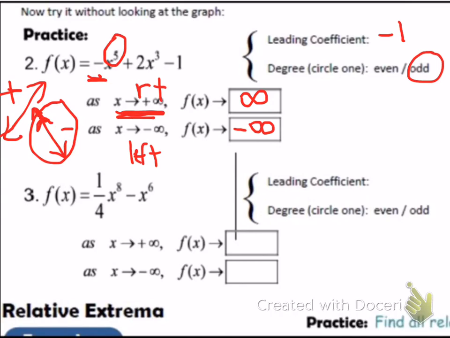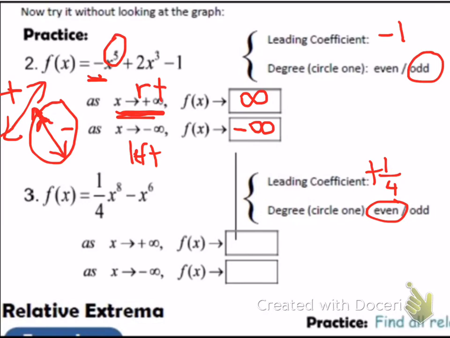Somebody talk me through it. What do you think on number 3? Leading coefficient is 1/4. Okay, the leading coefficient is 1/4. That's true. What's the degree, even or odd? Even. It's even. So go follow your chart. Find it when your leading coefficient is positive. Find it when your degree is even. And tell me what's going to happen on there.